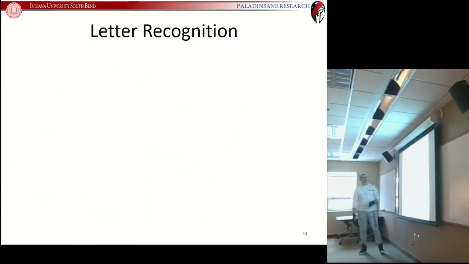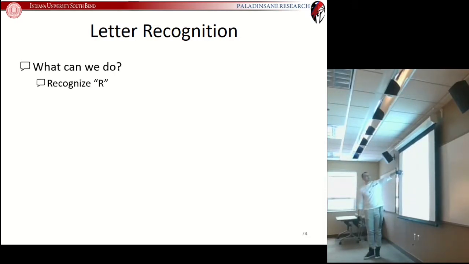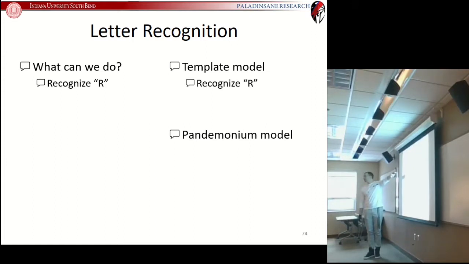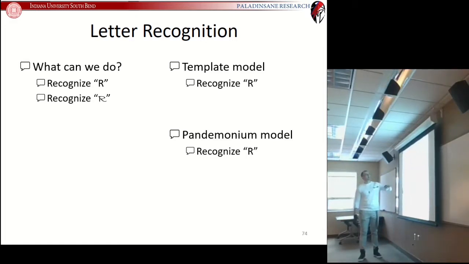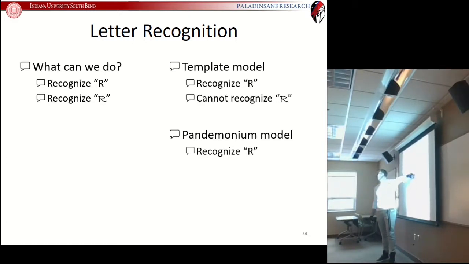All right. So, letter recognition, just to wrap it up. What can we do? We can recognize R for the template model. The Pandemonium model says, yes, we can recognize R. At this point, we can't tell the difference between these. Which representation might our mind actually be using? Can we recognize this R font? Yes, we can. So we can do this. The template model says, no, you can't do that. That immediately disqualifies the template model.